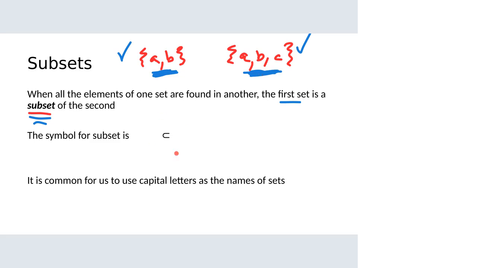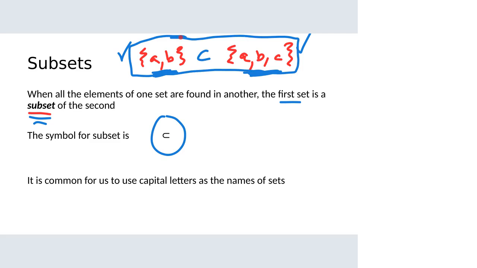The symbol we're going to use for subset is this right here. It's a lot like the element symbol, but it doesn't have the line in the middle to make it look like an E. And so what we would say is the set AB is a subset of the set ABC. And that would be a true statement. AB is a subset of ABC.